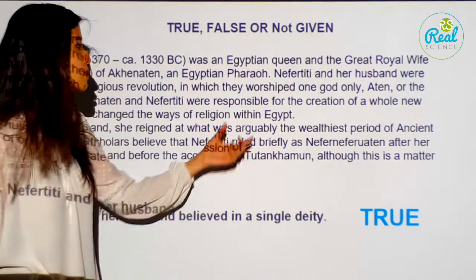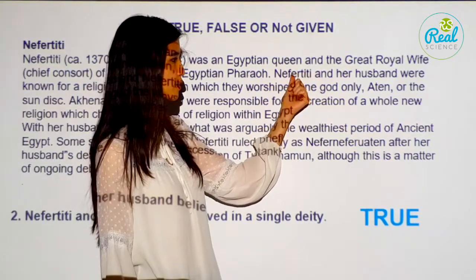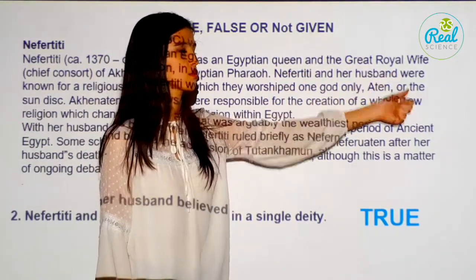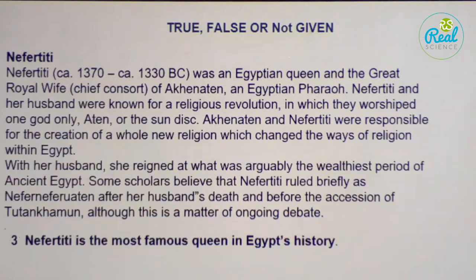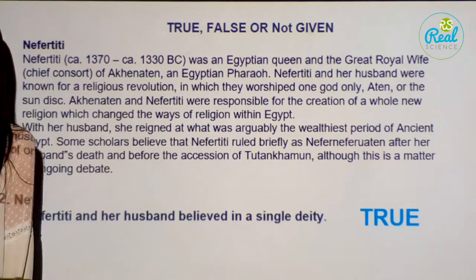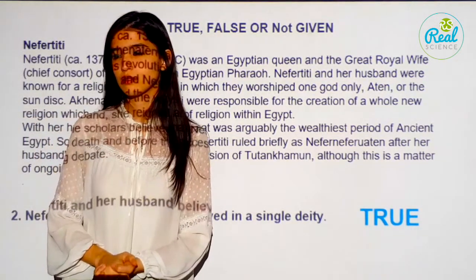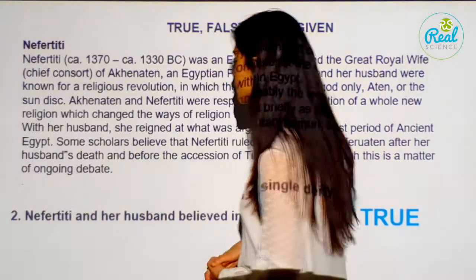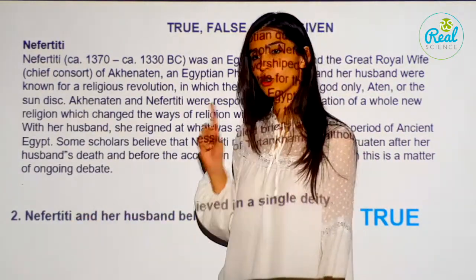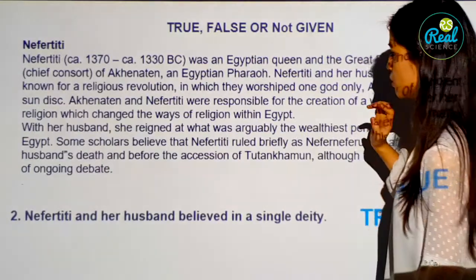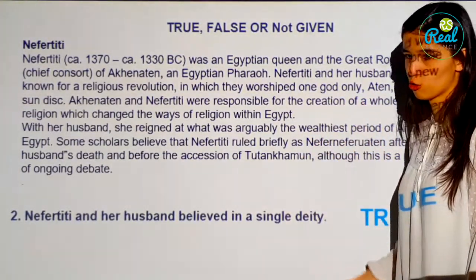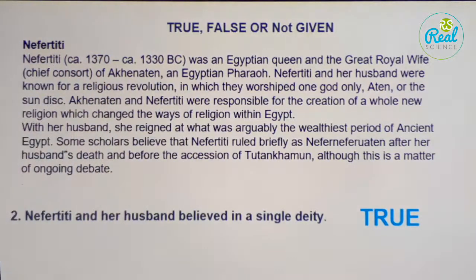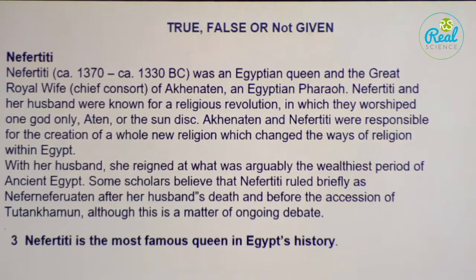But if it says the first words from the sentence, then you have to take "Nefertiti and her husband were". Miss Malika. Yep. But there was a reason responsible for the creation of a whole new religion which changed the ways of religion within Egypt. Now look, the question is asking you what they believe. Did they believe in one religion or two? Yeah. So they believed in one. So that's why the answer is true. Next one.